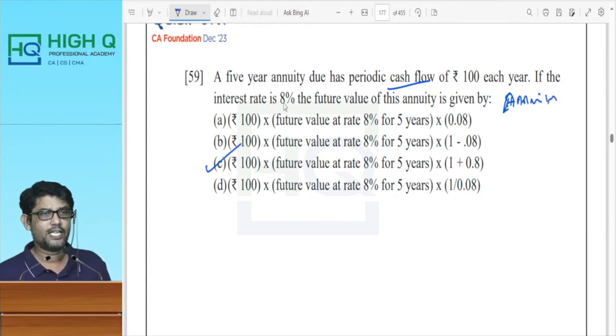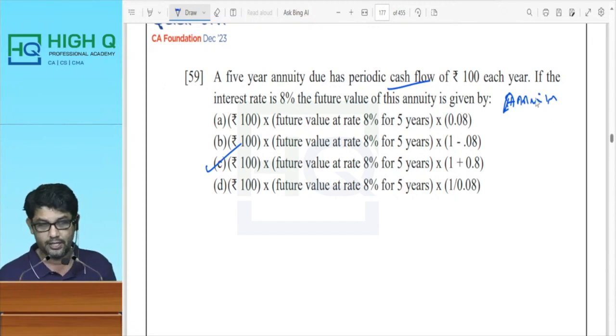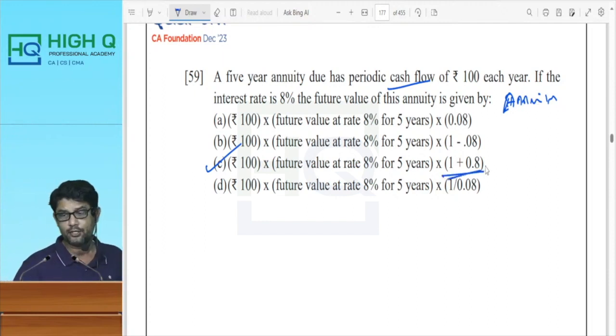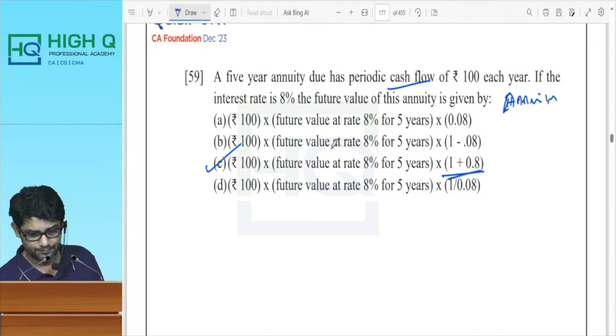Cash flow, about cash flow, you are going to learn in your inter level. Your intermediate FM faculty is going to teach this nicely. As of now, it is annuity due. Let us remember, so 1 plus i should get multiplied. So option C is our answer, my dear.